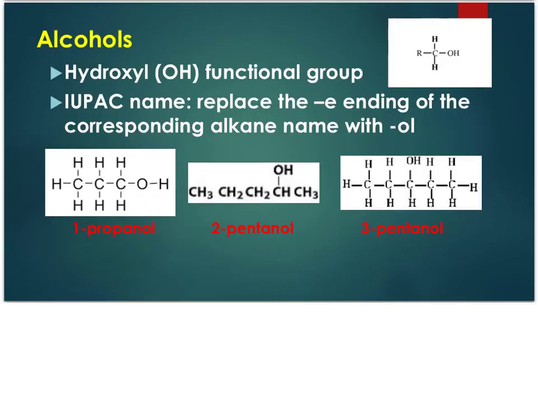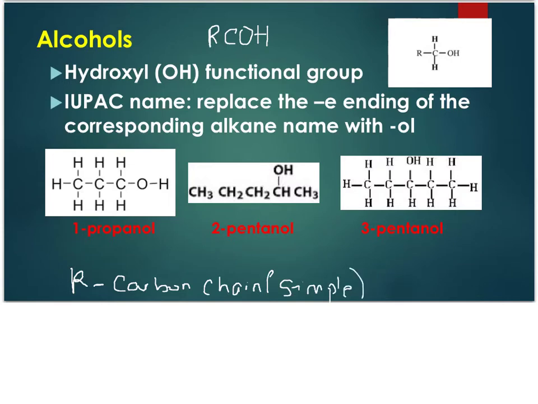Okay, our next type is alcohols. Alcohols have the hydroxyl functional group, that OH group. So you're going to see it written as RCOH. Let me show you, because you don't need to know this. Now that R, what does that R represent? It represents a carbon chain. And I should say a simple carbon chain, usually containing just single bonds, carbon-carbon single bonds.